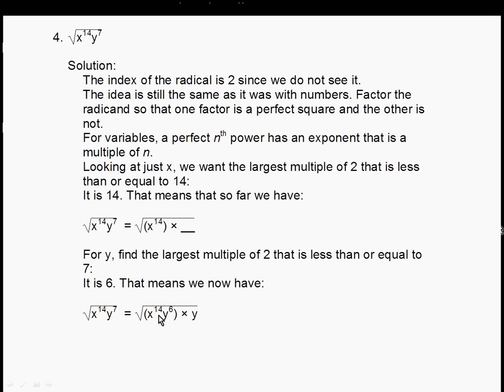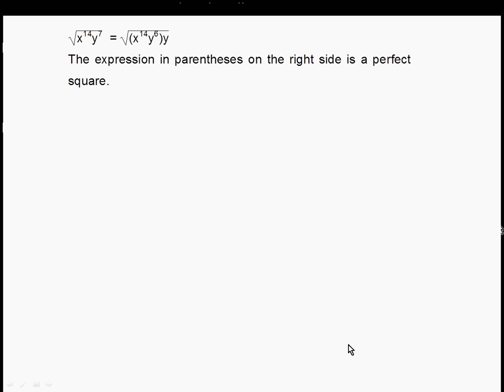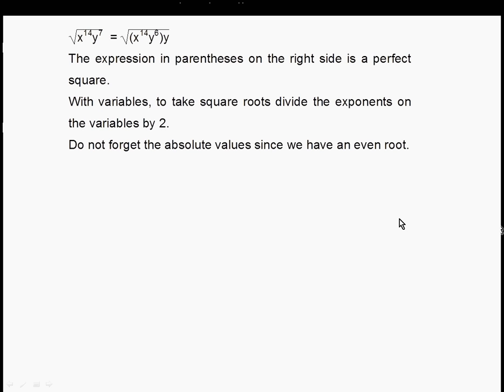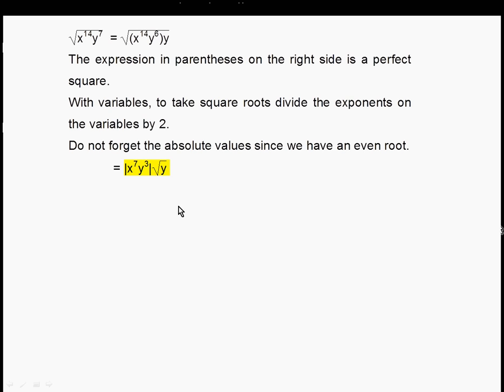Okay, now to take the square root, remember, just divide the exponents by 2. So the expression with parentheses on the right side is a perfect square. This expression right here, the x to the 14th, y to the 6th, that's our perfect square. So with variables, to take square roots, divide the exponents on the variables by 2. So don't forget the absolute values. So I have the absolute value of x to the 7th, y cubed, times the square root of y.